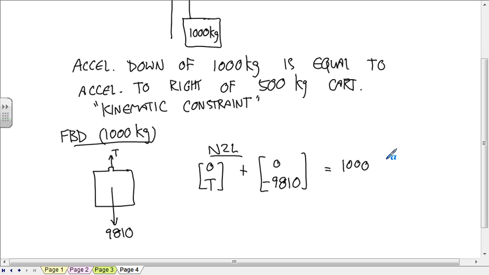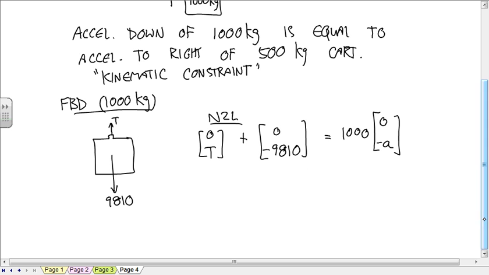And what do we know about the acceleration here? It's only moving in the y direction. Let's say it is going to be in the negative y direction. You could make either of those two assumptions and you could figure this out, but let's say we know that it's going to be accelerating down. So I'm going to call this 0 negative a. So we have one useless equation, and the second equation says T minus 9810 is equal to negative 1,000 a.